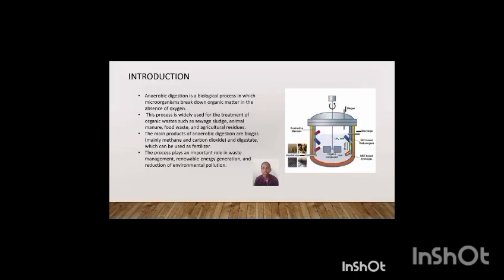Anaerobic process introduction. The anaerobic process is a biological process in which microorganisms break down organic matter in the absence of oxygen. This process is widely used for the treatment of organic waste like sewage sludge, animal manure, food waste and agricultural residues. The main product of anaerobic digestion is biogas, mainly methane and carbon dioxide, and the digestate is used as fertilizer. The process plays an important role in waste management, renewable energy generation and the reduction of environmental pollution.